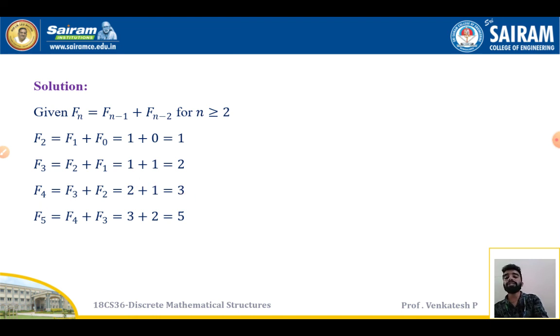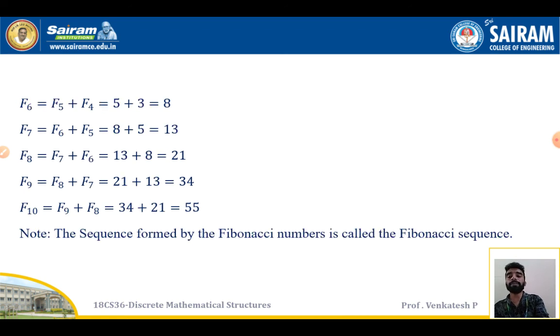f5. So at n is equal to 5, I'll be getting f5 is equal to f4 plus f3 is equal to 3 plus 2. This 3 is obtained from f4. It will be equal to 5. At n is equal to 6, I'll be getting f6. f6 is equal to f5 plus f4. It will be equal to 5 plus 3. It will be equal to 8. At n is equal to 7, I'll be getting f7. f7 is equal to f6 plus f5 is equal to 8 plus 5 is equal to 13.